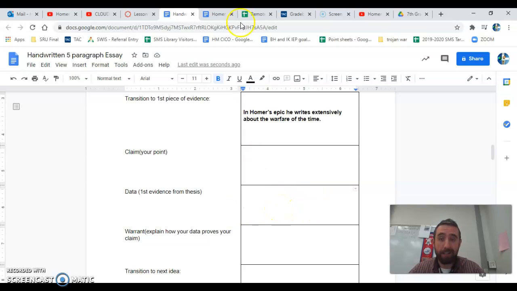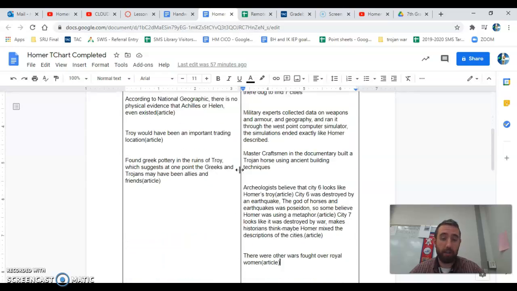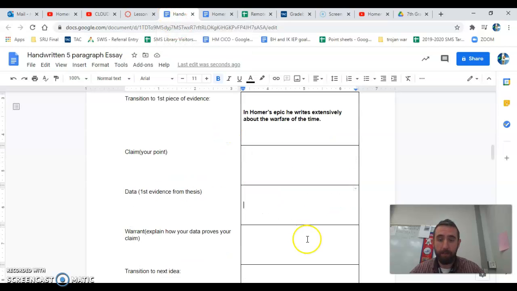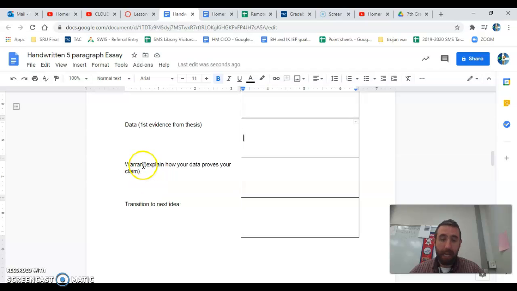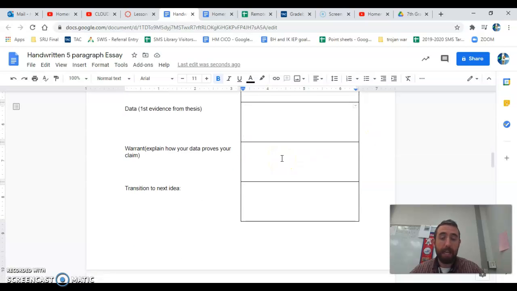If you're struggling to find stuff, maybe you should double check your truth and lies chart. Okay, lots of evidence we got from the video, the Discovery Ed documentary, and the article. Okay, warrant. Now, warrant, that's where you're going to explain how your data proves your claim. How does this information prove your point? If you think he's lying, how does that show he's lying?